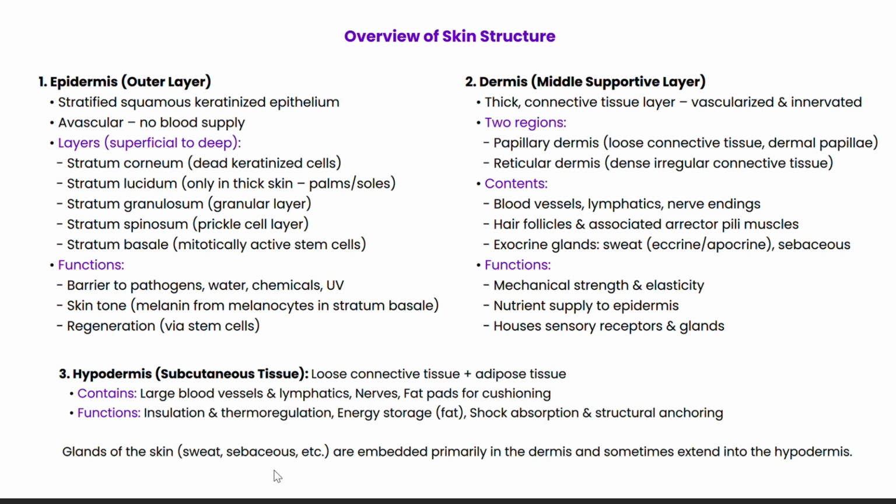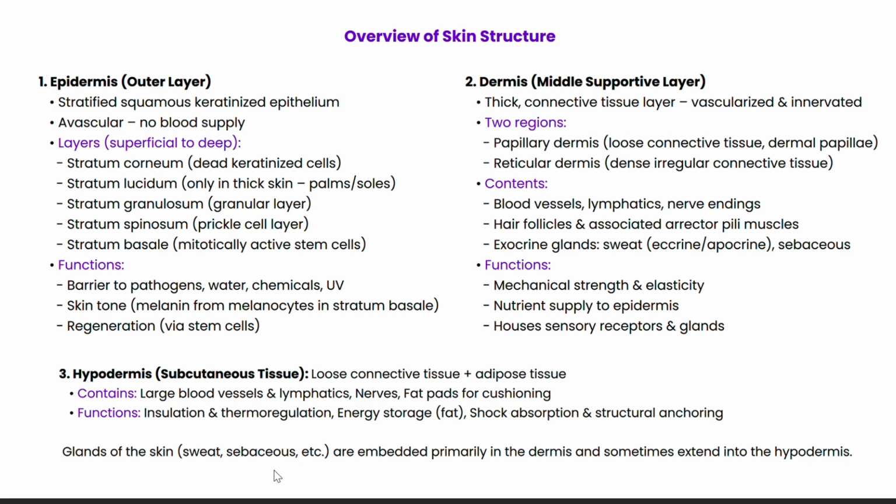It has several sublayers like the stratum corneum on the top, made of dead keratinized cells. Second is the stratum lucidum, present only in the thick skin like palms and soles. The granulosum, spinosum, and basal below that. Stratum basale is where new skin cells are formed, and melanocytes here produce melanin, which gives our skin color and UV protection. Next, the dermis lies beneath the epidermis.